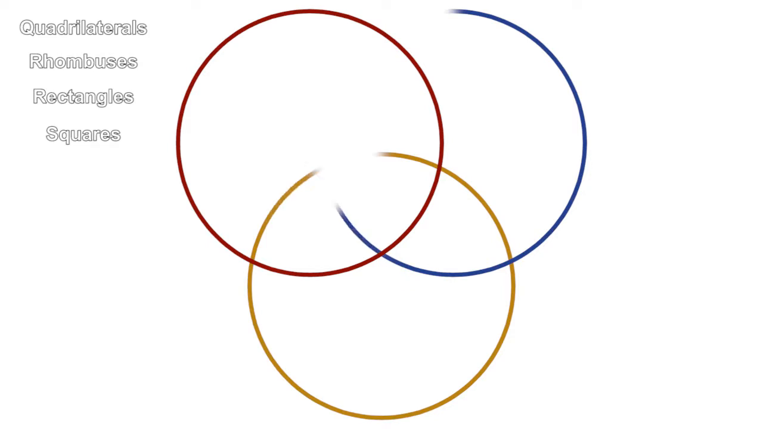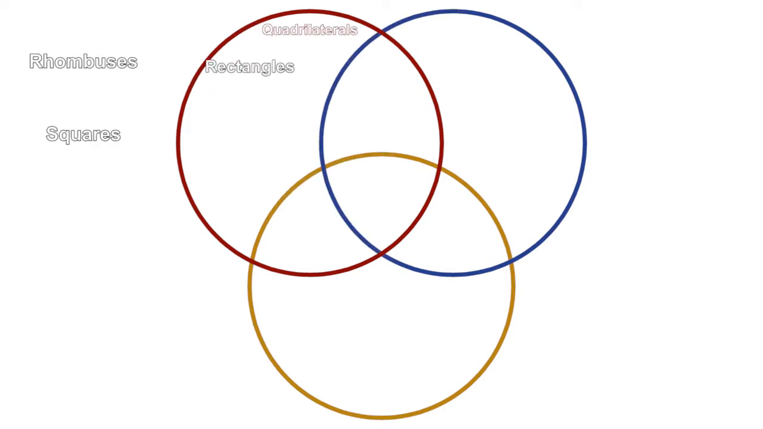Now let's use another set of quadrilaterals, rhombuses, rectangles, and squares to organize into a diagram. Let's start with the Venn diagram. We will draw three overlapping circles. Label the red circle quadrilaterals, the blue circle rectangles, the yellow circle rhombuses, and the centerpiece squares. Squares are in the middle because all squares are quadrilaterals, rectangles, and rhombuses.